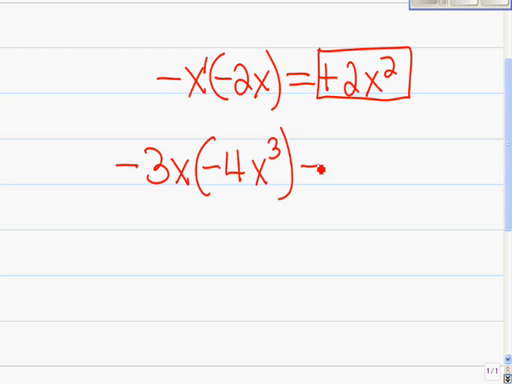The first thing I'm going to look at is, what's my sign going to be? Well, since the signs are the same, in multiplication, when the signs are the same, your answer is positive. And now I'm going to look at my numbers. I'm going to multiply them. What's 3 times 4? 12. Now I'm going to look at my variables. I'm going to multiply those. Well, when I'm multiplying variables, I add the exponents. That's all I do. So 3 plus 1 is 4. That's my answer.